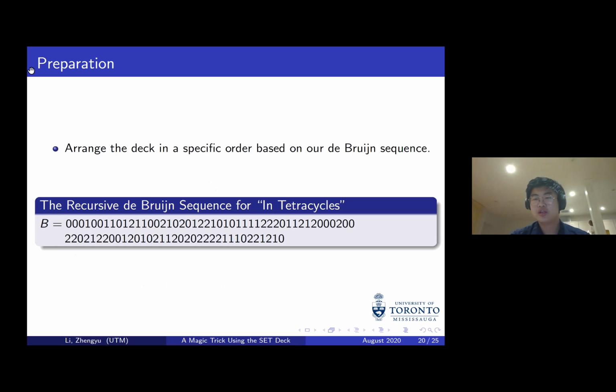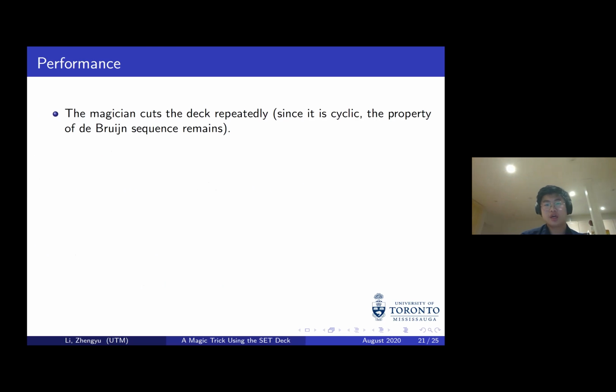Okay, great. So to prepare for this trick, we need to arrange the deck in the specific order based on our de Bruijn sequence. So our first card will be 0001, second one will be 0010, third one will be 0100, and so on. By going through the entire de Bruijn sequence, we arrange the entire deck. Great. And now we are in the performance stage.